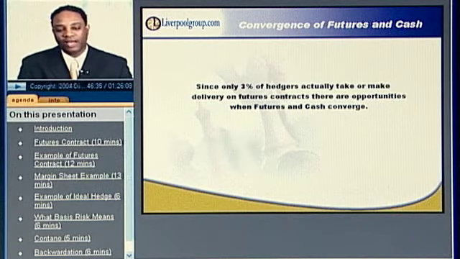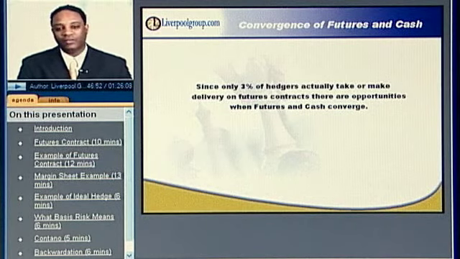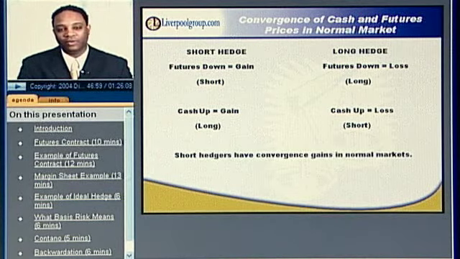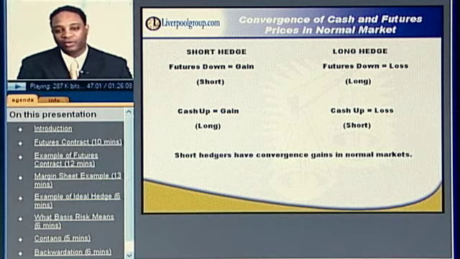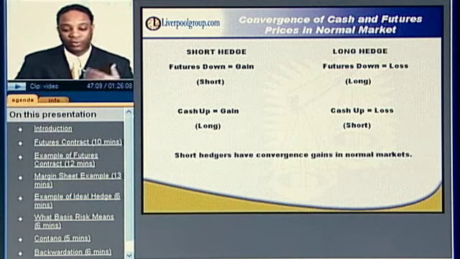Now, part of understanding basis is actually the convergence of futures and the cash price. And this falls back into our notice day scenario, our last trading day, our first notice day and our last notice day, as well as just when you're starting to come near the end of a futures contract prior to any of that happening. Since only 3% of the hedgers take or make delivery on the contracts, there are opportunities when the price between the futures and the cash converge. And as we saw, when it narrows and you're short or long, depending, as it narrows, there's profits for you to be made.